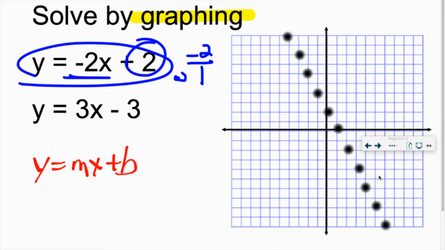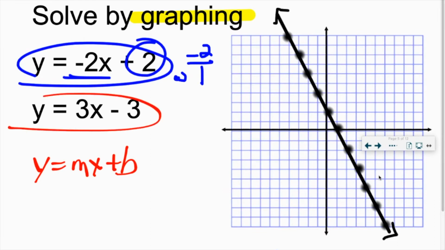Grab your straight edge and connect them all. Yes, you must use a straight edge. From there, you've got your line graphed. Now we're going to switch over and graph the next line.